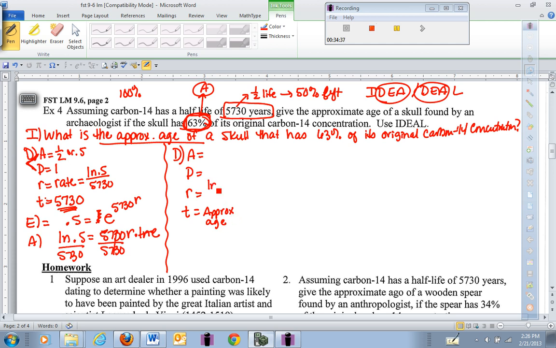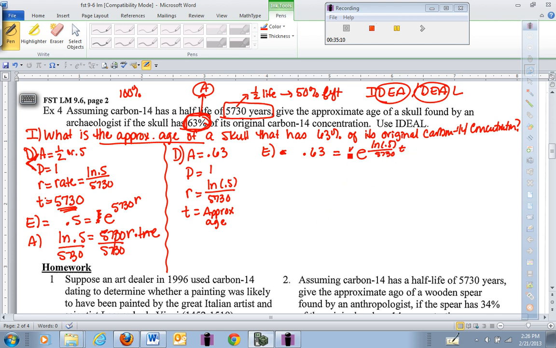The rate is going to be the natural log of 0.5 divided by 5730. When I start with 100% and I end with 63%. So you see how the 63% doesn't go with the 5730? Okay, now I'm going to make an equation. And I'm going to say I have 63% left after starting with 100% of e raised to the natural log of 0.5 divided by 5730 times t.